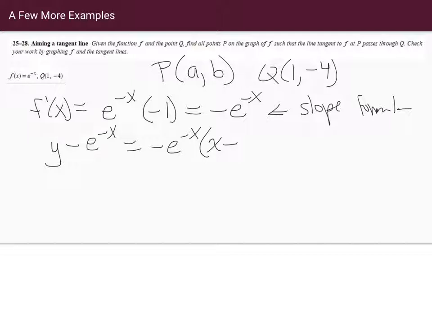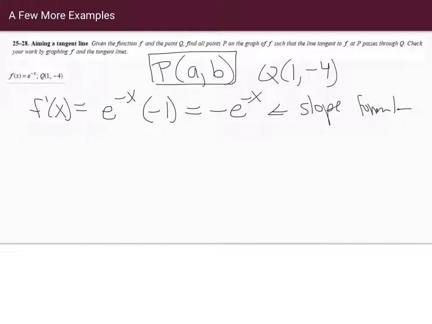Now here I see I have a problem. I've got too many x's floating around in here. I've got x and x. So that looks like it's going to zero out. That's why I want to do this little trick where I put in some placeholder variable. So let's back up and clean this up just a little bit.